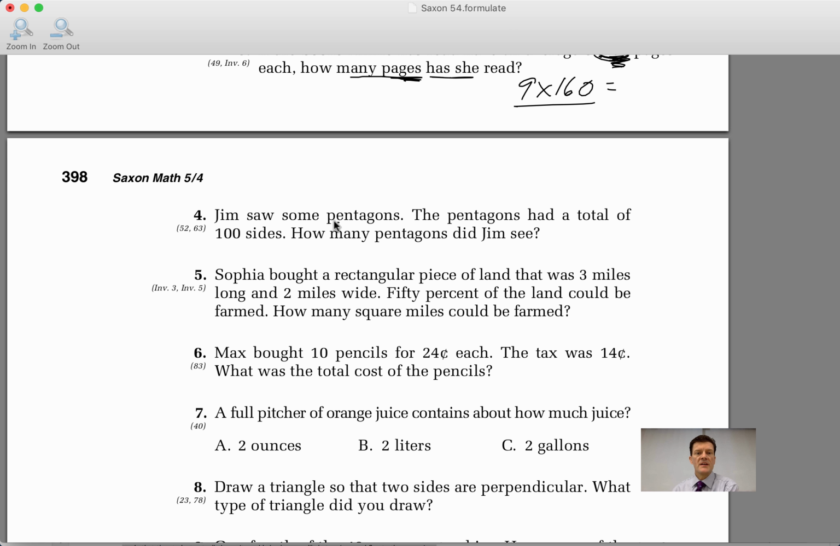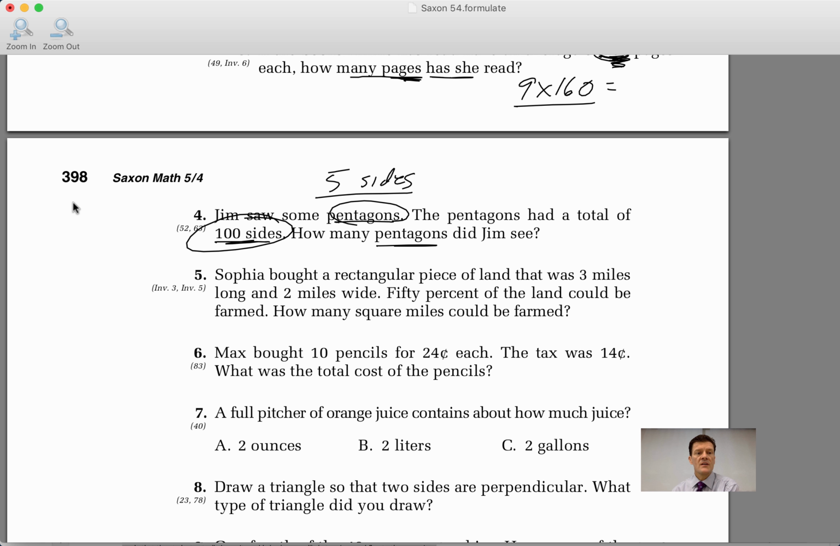Jim saw some pentagons. Pentagons have 5 sides. The pentagons had a total of 100 sides. Each has 5, so all together is 100. How many pentagons does he see?